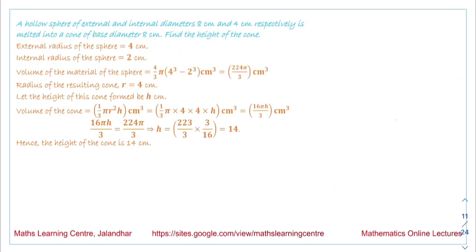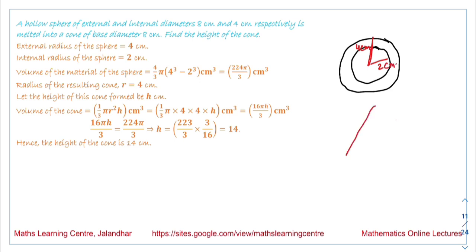Now next we have a hollow sphere, and the internal and external diameters are 4 and 8 centimeters. So the internal radius is 2 centimeters and the external radius is 4 centimeters, and this hollow sphere is melted to form a cone, the diameter of whose base is 8 centimeters. So it means the radius over here is 4 centimeters. We have to find the height of the cone.